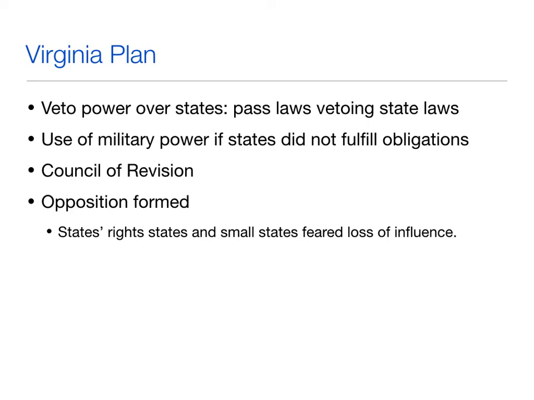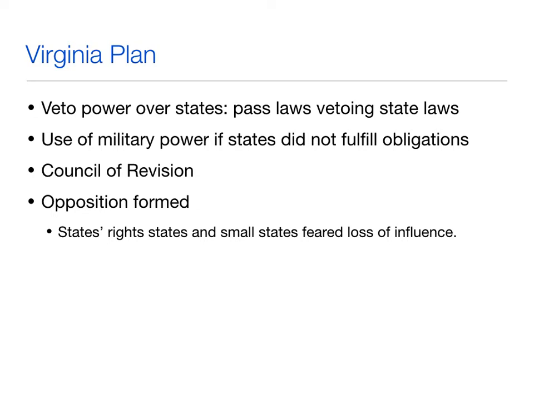Instead of proposing one chief executive, they proposed what they called a council of revision to act as what would eventually be the executive branch. This council of revision would consist of a president and the equivalent of a Supreme Court. And they would work together to address laws and decide whether they wanted to veto laws that came from Congress.